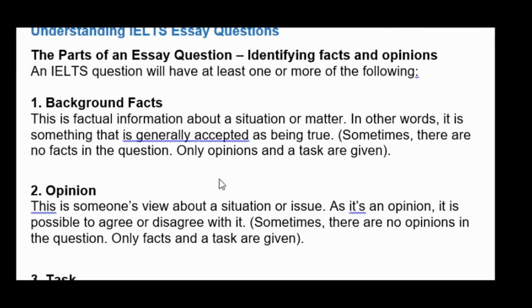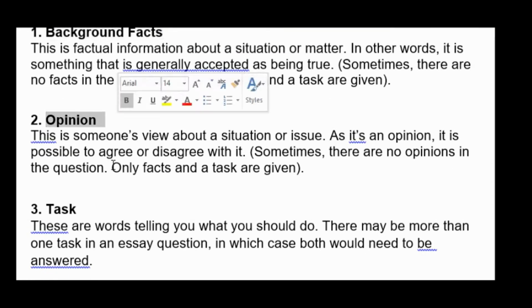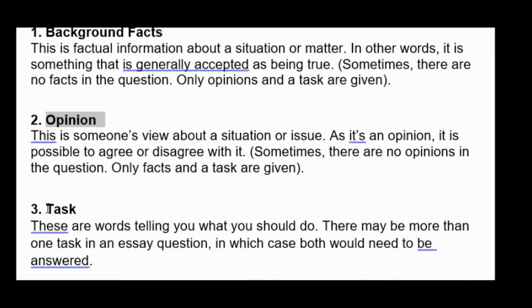Now your Part 2 task is going to have at least one of the following. There might be background facts. There might be an opinion, but there will definitely be a task. The background facts are, as it suggests, just factual information about the situation. The opinion is going to be someone else's opinion on the situation or issue. And then the task, of course, is going to be telling you what you should do.